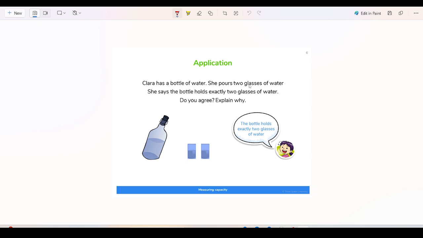He says the bottle holds exactly 2 glasses of water. Do you agree with this? What she's saying? No, I don't agree. Why? Now don't tell me you don't like her. That's why you don't agree. No, I don't like her too.